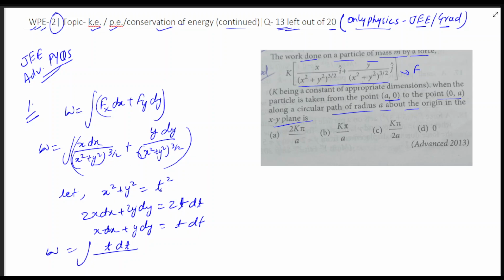So x dx plus y dy is t dt, divided by x square plus y square, which is t square, to the power 3 by 2. The 2 will get cancelled, so simply it will be t cube. Now we have dt upon t square. So we will get t to the power minus 1 upon minus 1. Now let's substitute back the value of t. It will be minus 1 by t.